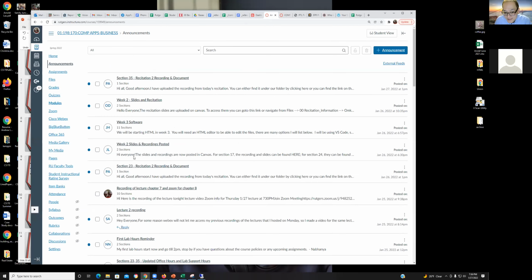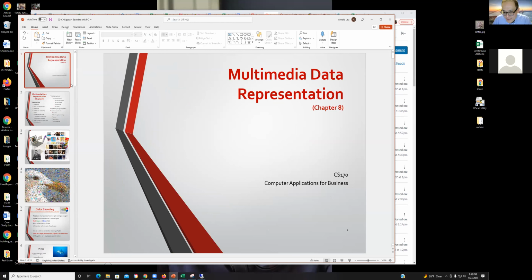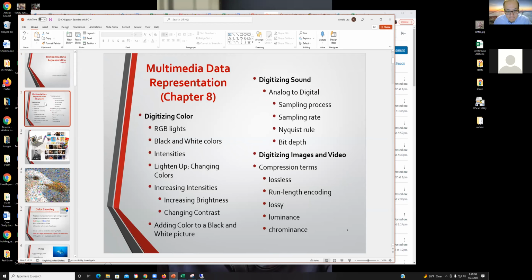Okay, let's get up to here. It's chapter 8. This is basically how you store or represent various types of multimedia in digital format. Remember from last class, we talked about storing things on the computers as zeros and ones. So exactly how does that happen? And really, from our perspective, what do we need to consider when we look at this? That's what we're going to go through.